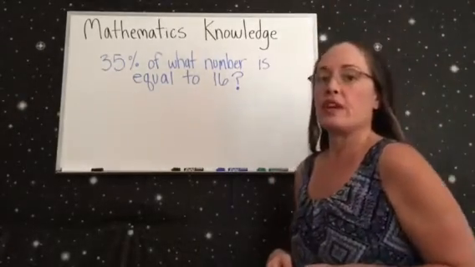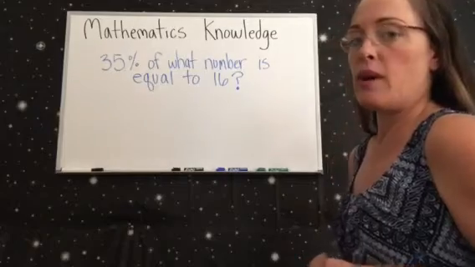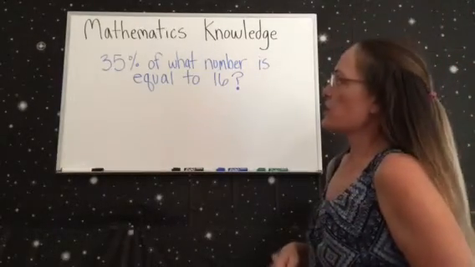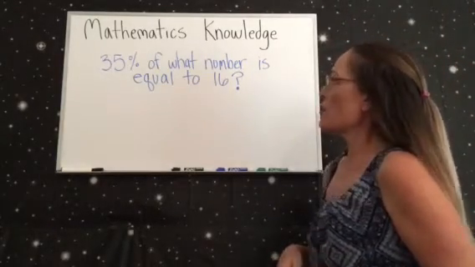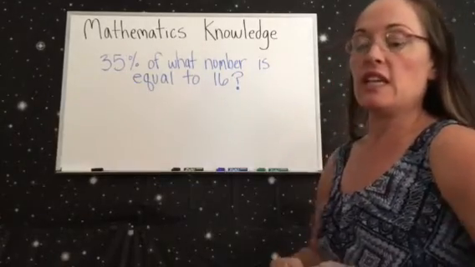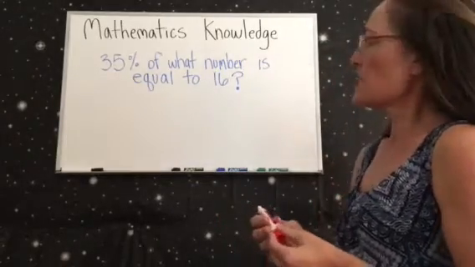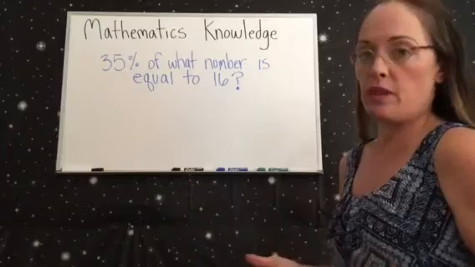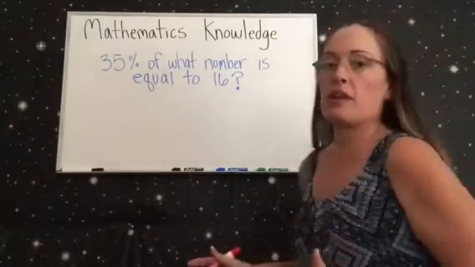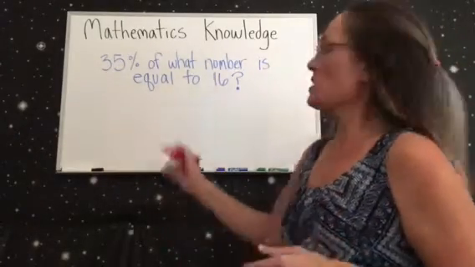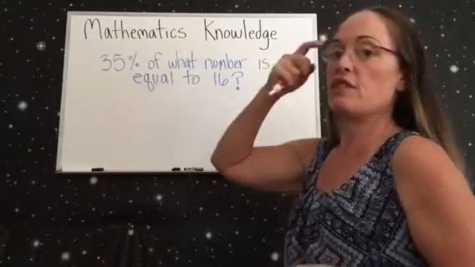Now we're going to do another mathematical knowledge problem on the ASVAB. The question is: 35% of what number is equal to 16? So when you have something like this, I want you to think of cross multiplying, because cross multiplying is used most of the time when you have a percentage involved.